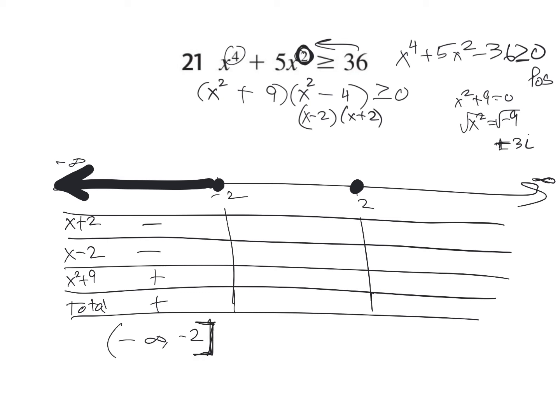And now we'll plug in something else. How about 0? 0 is easy. 0 plus 2 is positive. 0 minus 2 is negative. 0 squared is 0 plus 9 is positive. Multiply those together, you get a negative. We don't want negatives.